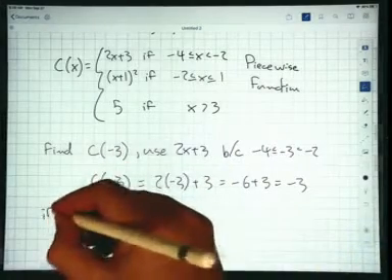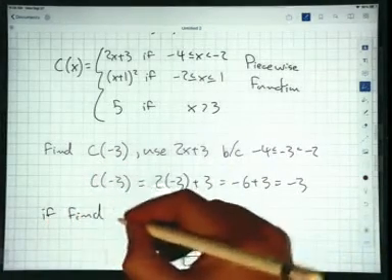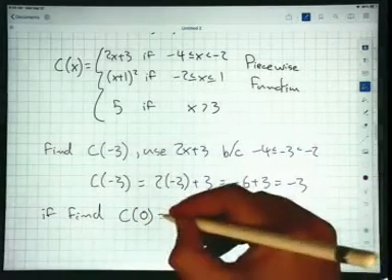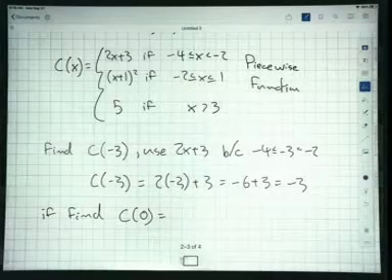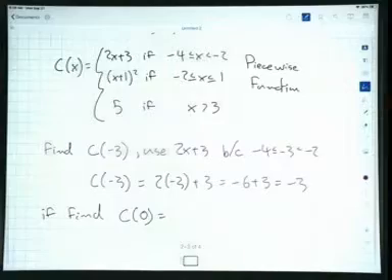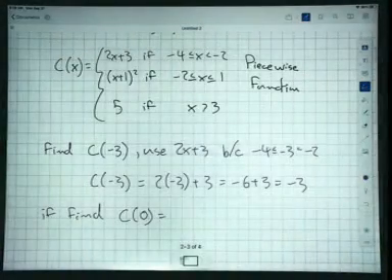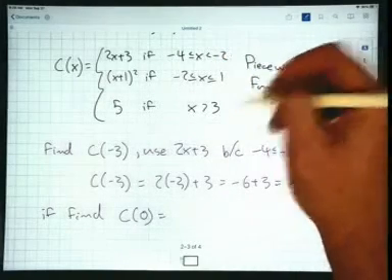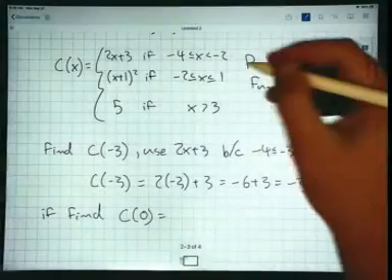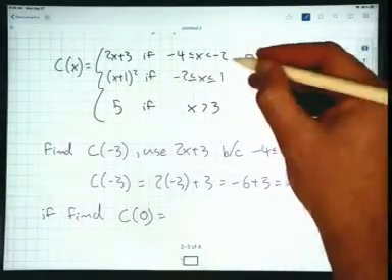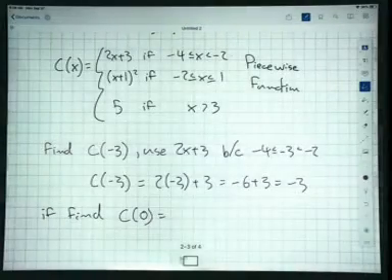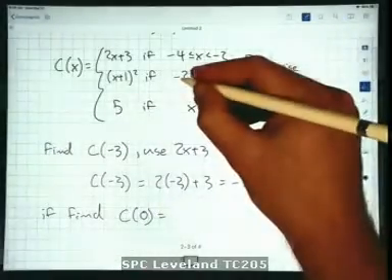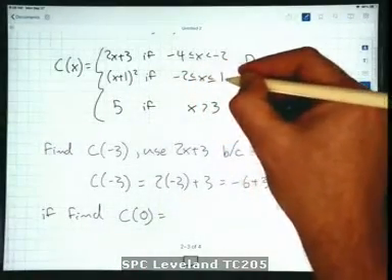So, if I said to find C at 0, which function would you use? Would you use function 1, 2, or 3? Well, what interval does 0 fit in? Does 0 fit in interval 1, 2, or 3? You answer the question. Does 0 belong in this interval, or this interval? Somebody answer the question. 2. It belongs in interval 2. Negative 2 is less than 0 is less than 1.